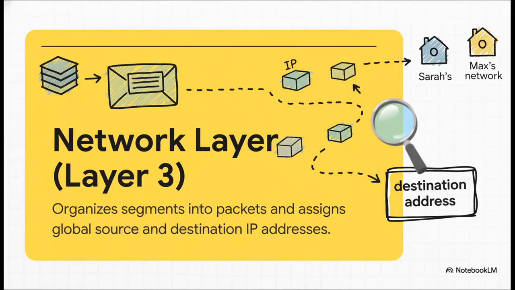Let's keep moving down to the network layer. Here, each of those segments gets another wrapper, which turns it into what we call a packet. And this wrapper contains the most important address of all, the global destination, the IP address. You can think of this as the full mailing address on an envelope. It doesn't care how the letter gets there, it just specifies the final destination, guiding the packet all the way from Sarah's network to Max's.